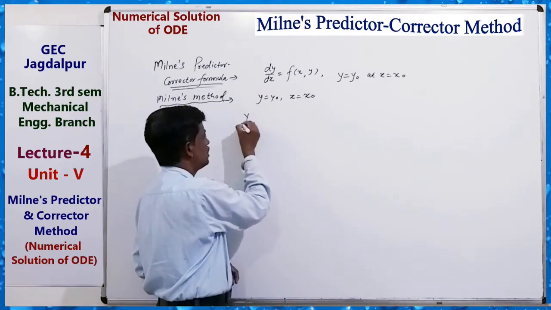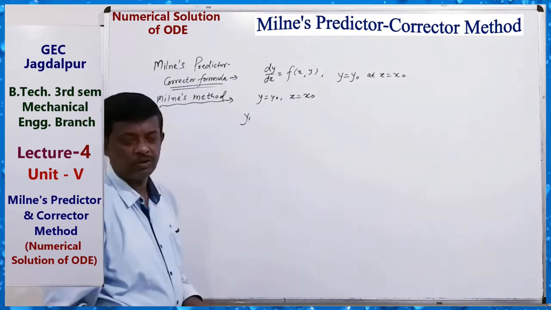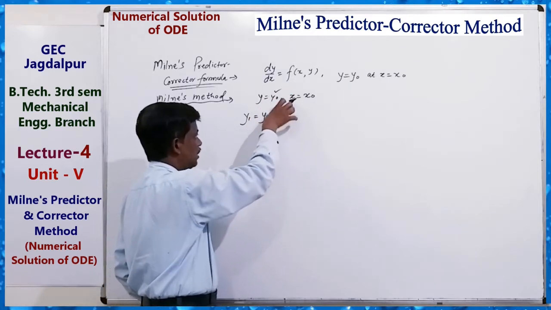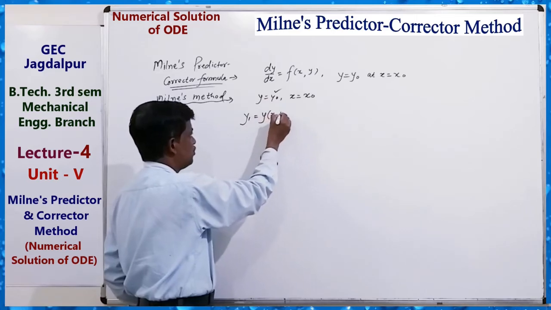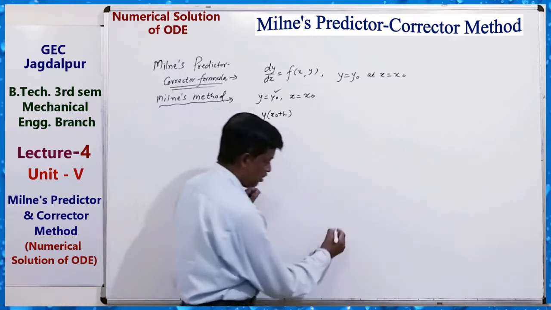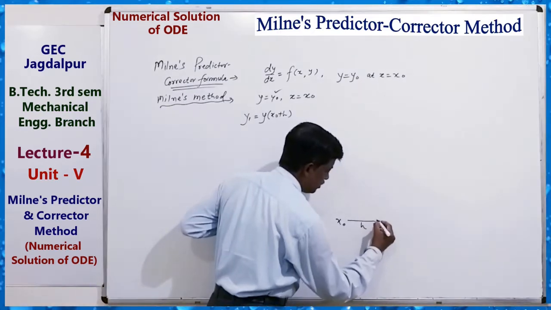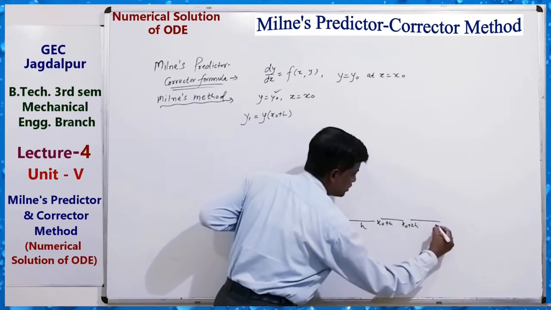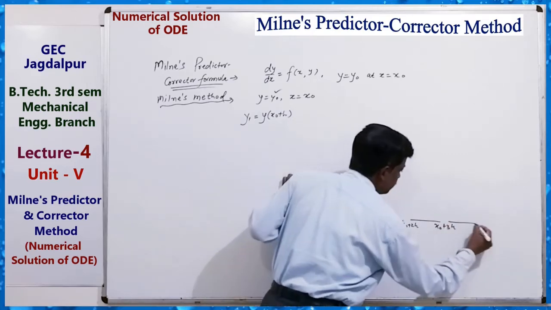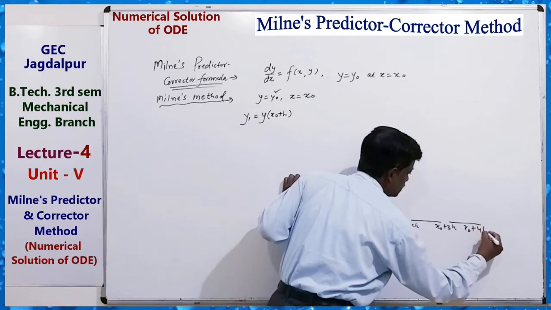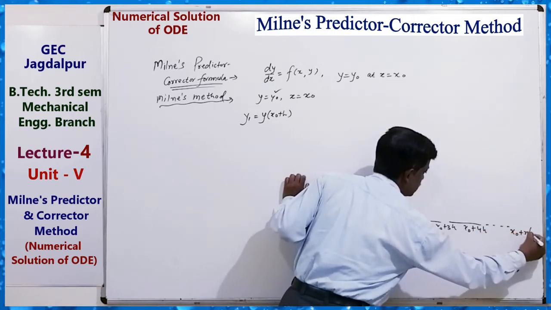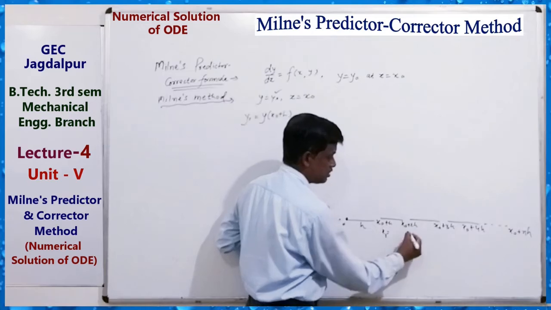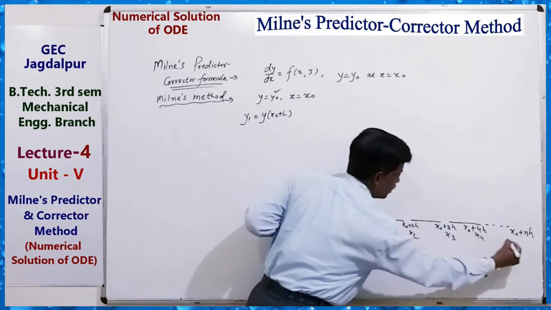Then we have to find the second value, y1, because y0 is given. What is y1? It corresponds to x0 plus h. Because this is x0, then with h interval this is x0 plus h, then x0 plus 2h, h interval, x0 plus 3h, h interval, x0 plus 4h, and so on, x0 plus nh. This is our initial value, x0, then x1, x2, x3, x4, and xn.